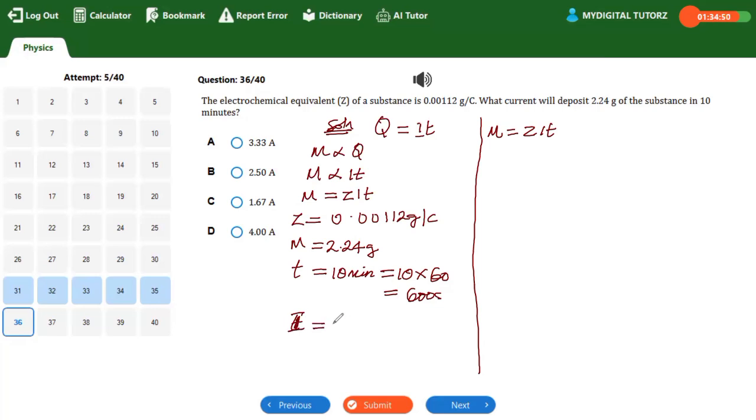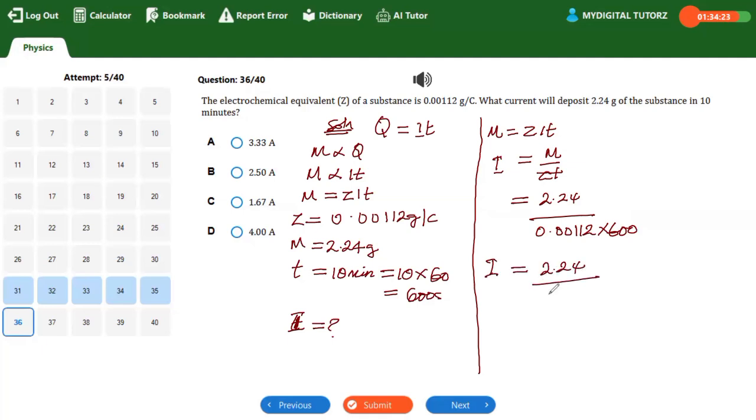The amount of current is what we are looking for. Making I the subject of the formula, divide both sides by ZT. I have M all over ZT. So that will make our M, which is 2.24, all divided by Z, 0.00112, multiplied by T, which is 600. So I will now be equal to 2.24, all divided by, when you multiply the denominator, you have 0.672, and if you divide numerator and denominator, you get 3.33 amp. I hope this is understood.